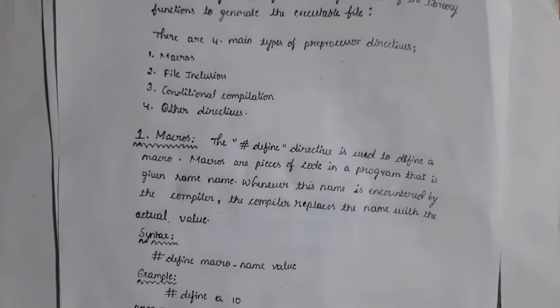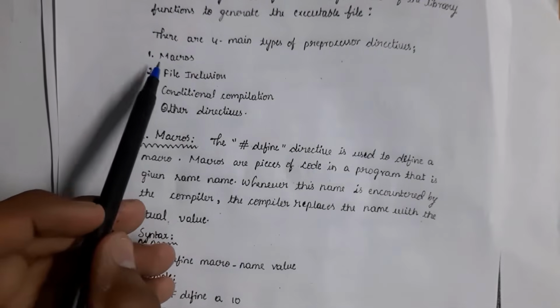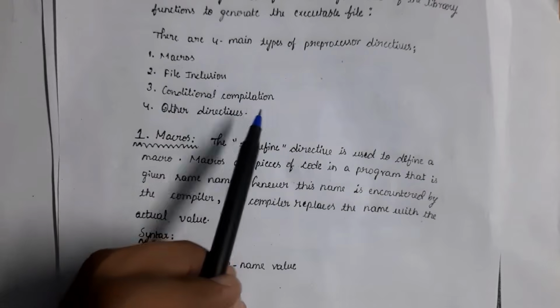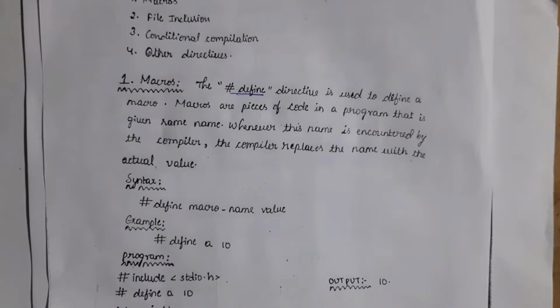Preprocessor directives are classified into 4 types. We can also call these preprocessor directives preprocessor commands. They are: first one is macros, second one is file inclusion, third one is conditional compilation, and fourth one is other directives. First one is macros.